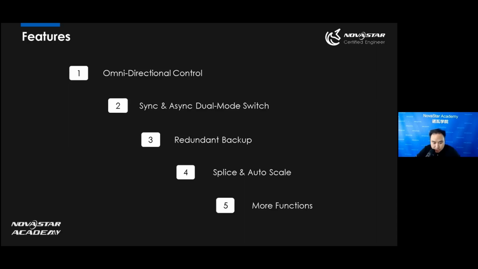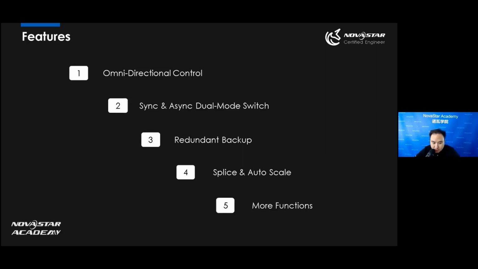The third one we call the redundancy backup. Actually, I would like to call it the automatic redundancy backup because it is different from the synchronous controllers such as MCTRL600. If you would like to do the backup, you need to configure the redundancy table with NovaLCT on the sending card page. But for Taurus series cards, for TB3 and TB6, it can do the redundancy backup automatically.